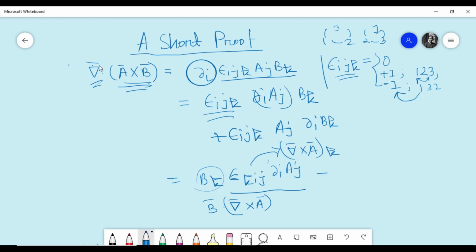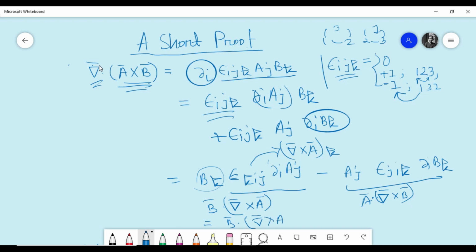But here, if we want to bring out the expression for curl of B, we need to do an anticyclic permutation here. So what we are going to do, we are just going to take the AJ out, and we are going to write it like this. And for similar reasons, we can write this to be A dot curl of B. So that's a very short proof of the vector calculus identity I mentioned in the previous part.